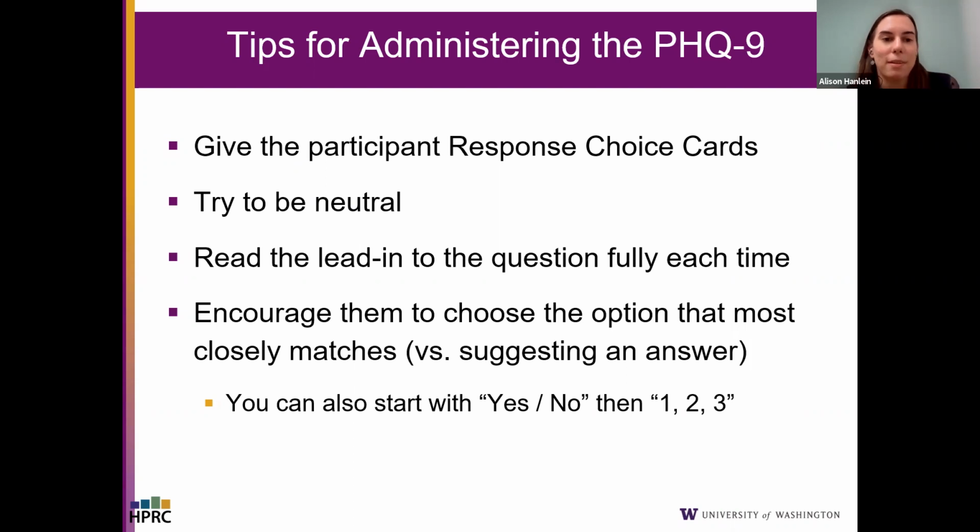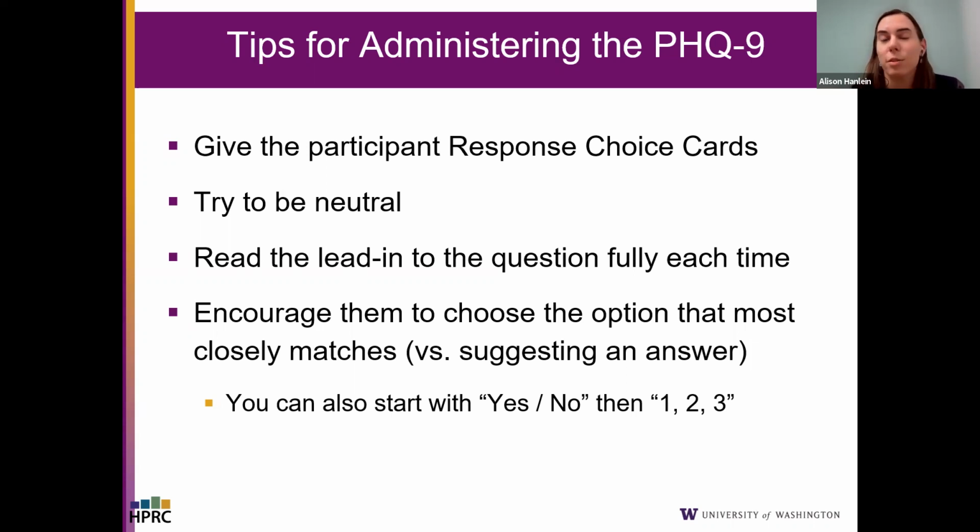Another thing that can happen is to try to encourage them to choose options that closely match how they're feeling if they're not totally sure of their number or their frequency. Sometimes I'll tell clients just to give me their best guess or their best ballpark, what feels right for them, because sometimes the numbers can feel a little categorical to them. So I think trying to define it on that scale can be helpful.